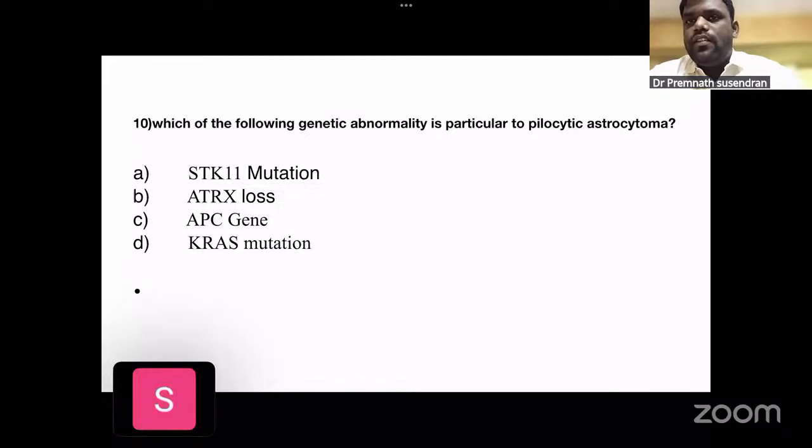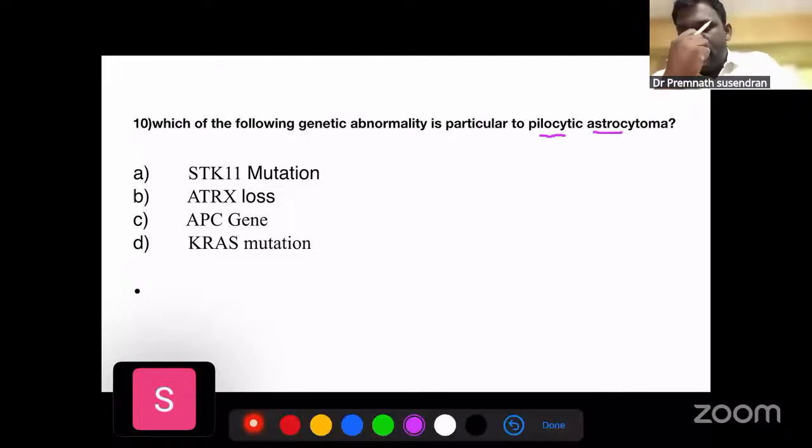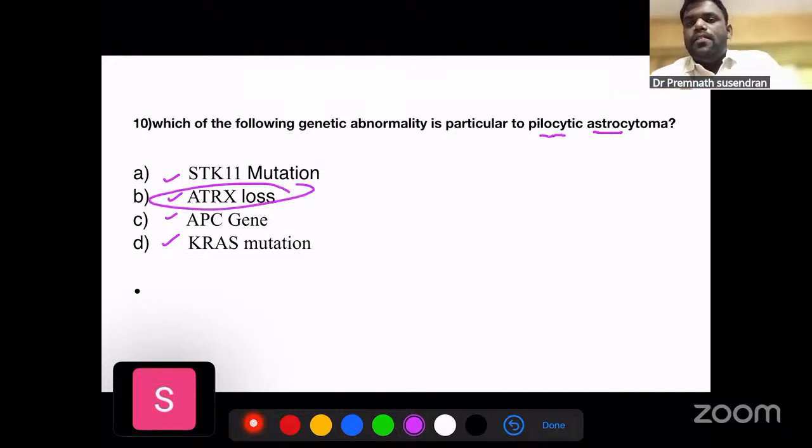Sorry for the students. The final question is which of the following genetic abnormalities is particular to the pilocytic astrocytoma? Okay. The options are STK11 mutation, ATRX loss, APC gene, and KRAS gene. Okay. Among these, the answer is ATRX loss. ATRX loss will be the answer.